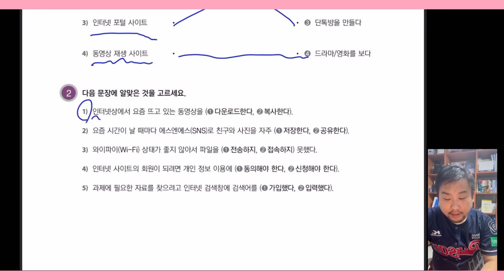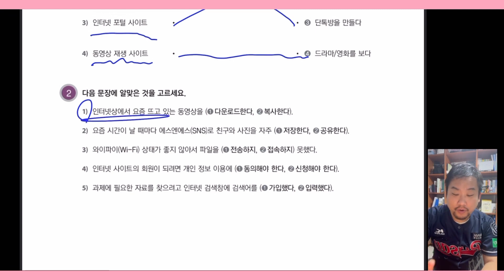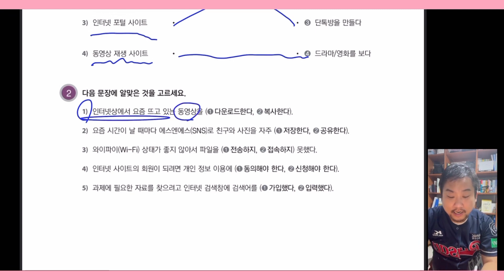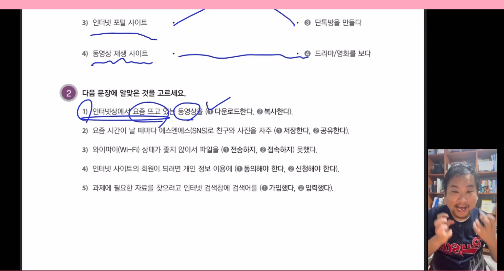Number 1, 인터넷상에서 요즘 뜨고 있는, rising, popular, 뜨고 있는 동영상을 download 한다. So 뜨고 있는 is hot, trend, new trend, brand new. That is 뜨고 있는 동영상.